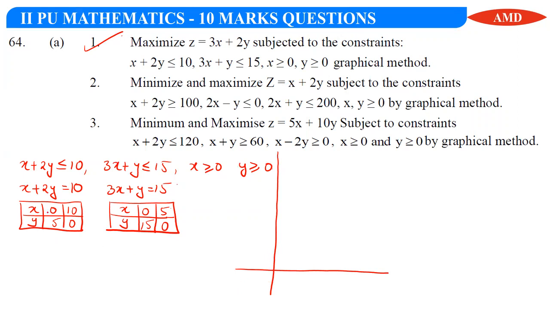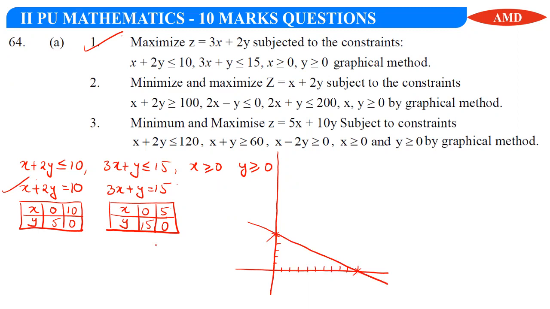First, let me draw the graph of the first equation. The point 0, 5 is on the y-axis: 1, 2, 3, 4, 5. And then the second point is 10, 0, that will be on the x-axis: 1, 2, 3, 4, 5, 6, 7, 8, 9, 10. Joining these 2 points, I get the graph of the first straight line.